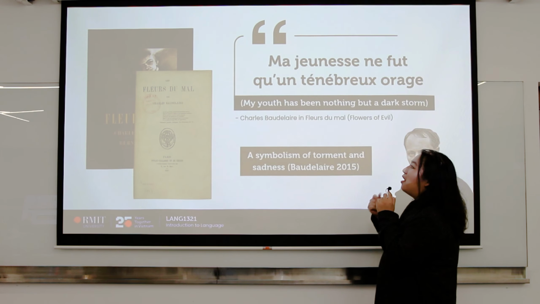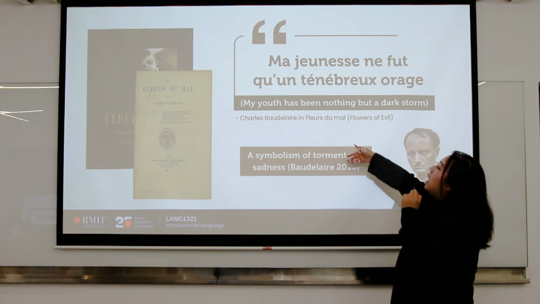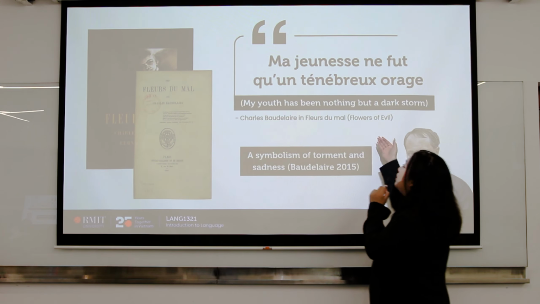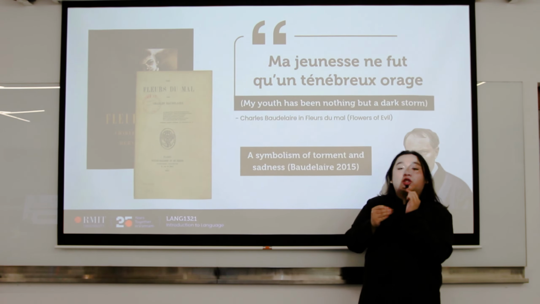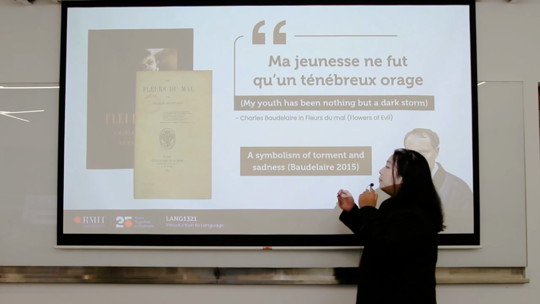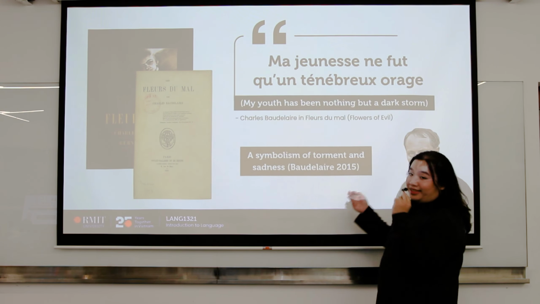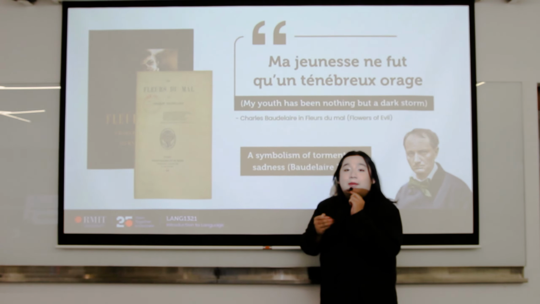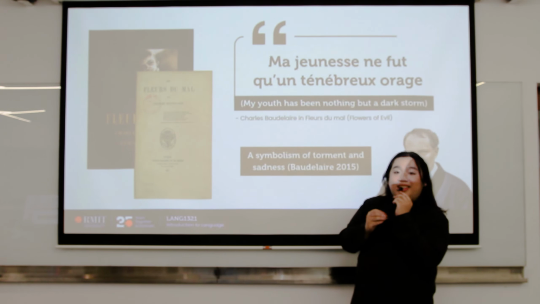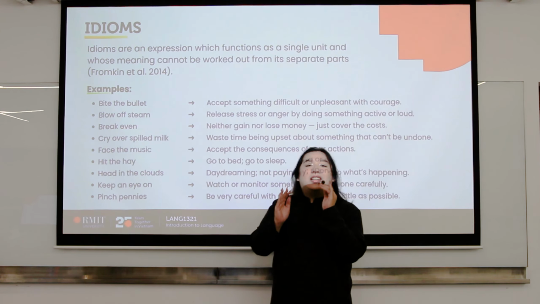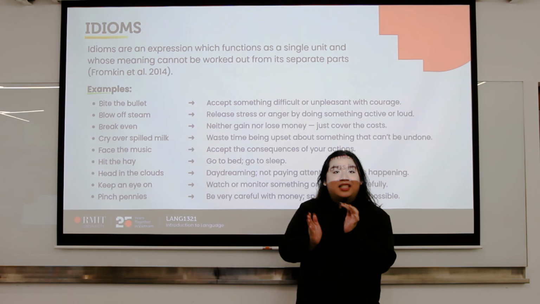And a very interesting example right here: "My youth has been nothing but a dark storm." Dark storm right here doesn't literally mean the storm itself, but it is the symbolism of torment and sadness. It is a great example of how metaphors are used in French literature. And moving to the last, we introduce to you the cases of idioms.